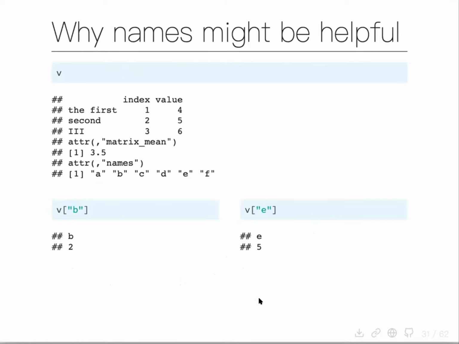So why might we name the individual elements of a vector or a matrix? Well, because then it helps with subsetting. So here's V, and if I say V brackets B in quotes, then it will give me the element that has that name. So V of B gets 5. Does that make sense?